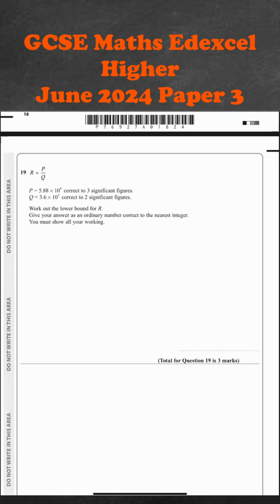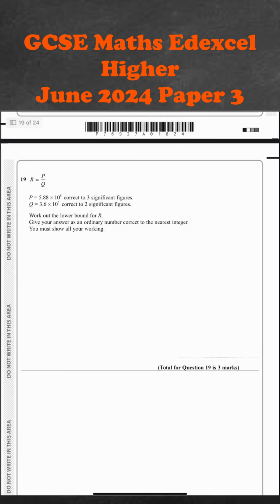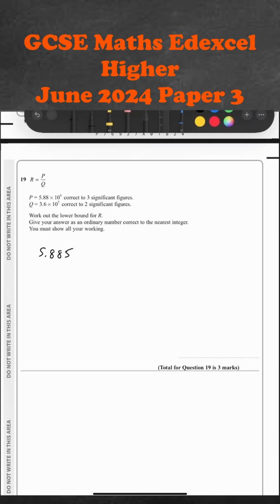Well, if you want the lower bound, you want P to be as small as possible and Q to be as big as possible. Sorry, I've done it the wrong way around already. You want P to be as small as possible, like I just said. So 5.875 multiplied by 10 to the 8, divided by 3.65 times 10 to the 5.